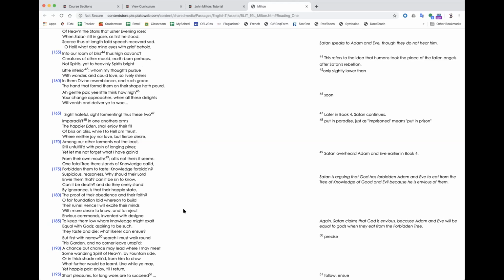What likelier can ensue? So basically what he's saying is, why would God forbid them from knowledge? Well, really the only reason is that he's afraid that having knowledge would make them equal to gods. And so he uses that as part of his justification for why he wants to trick them.